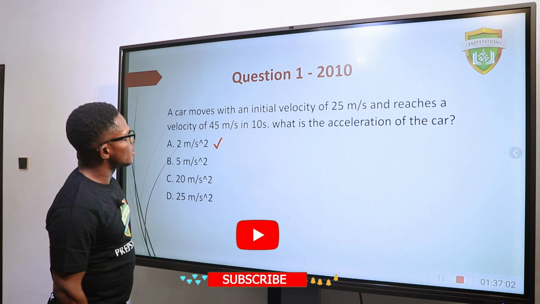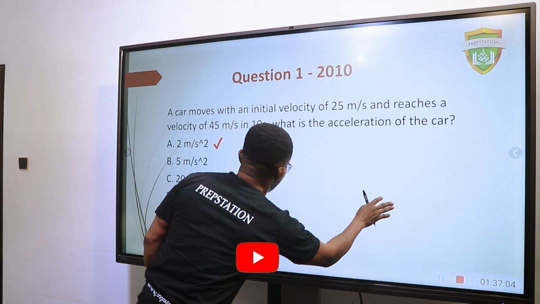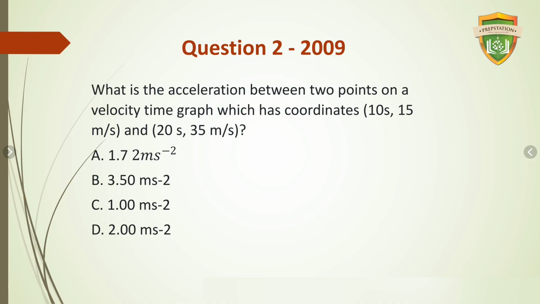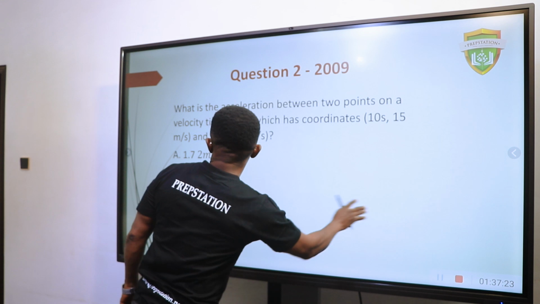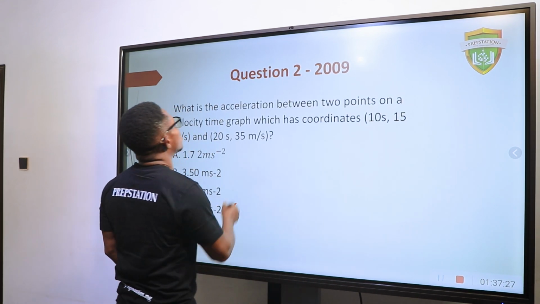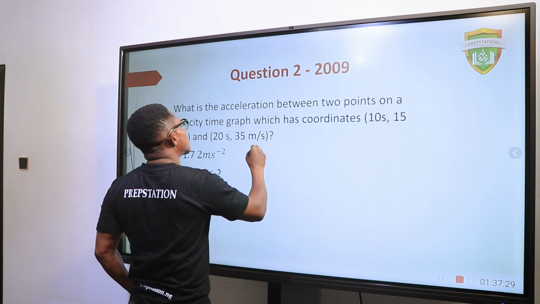Okay, yes, let's solve some questions before we move to another topic. Here we have: what is the acceleration between 2 points on a velocity time graph which has coordinates 10 seconds, 15 meters per second, and 20 seconds, 35 meters per second. All right, so I will not waste time in solving that. So just find the difference between the velocity. How do you do that?